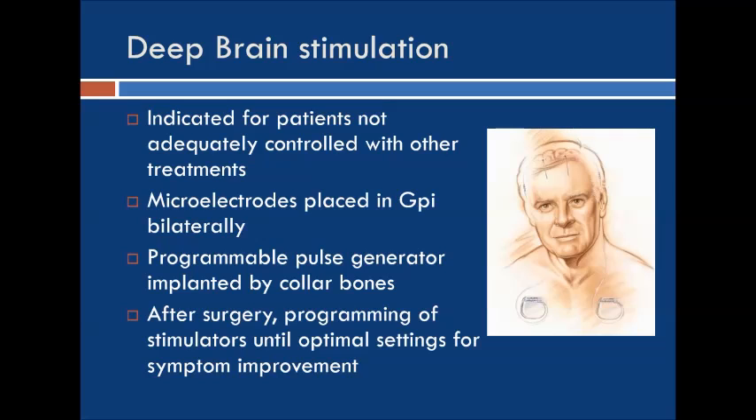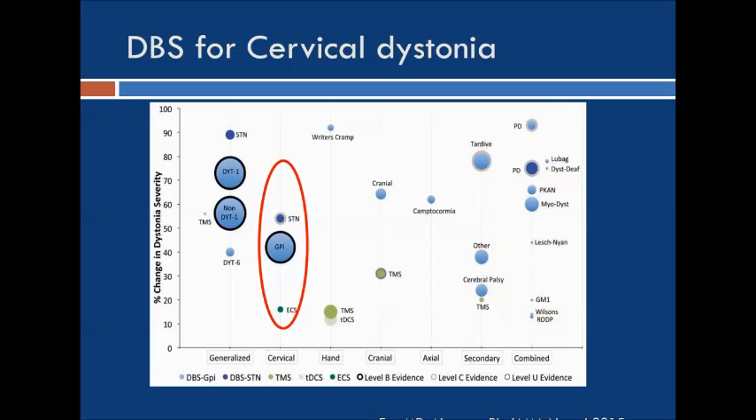Placing a lead there that provides stimulation can reset the activity of the GPI. There is a programmable pulse generator that's also implanted bilaterally. It's by the collarbones. But if you walk into a room and you see a bunch of people there with cervical dystonia, you will not see any external equipment. This is all internal. So everybody pretty much looks the same. They do very good work with this. After the surgery is done, programming the stimulators until optimal settings are achieved may take a few months. But typically, this type of procedure can be helpful for cervical dystonia. Let's see the next slide.